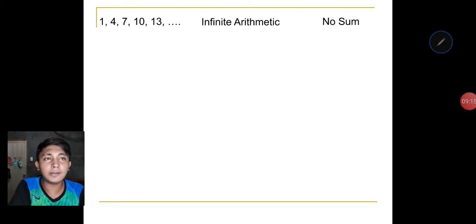Okay, and so on and so forth. So, the formula, ay may sum ba siya? Wala. So, if we have an infinite arithmetic series, we cannot get the sum.